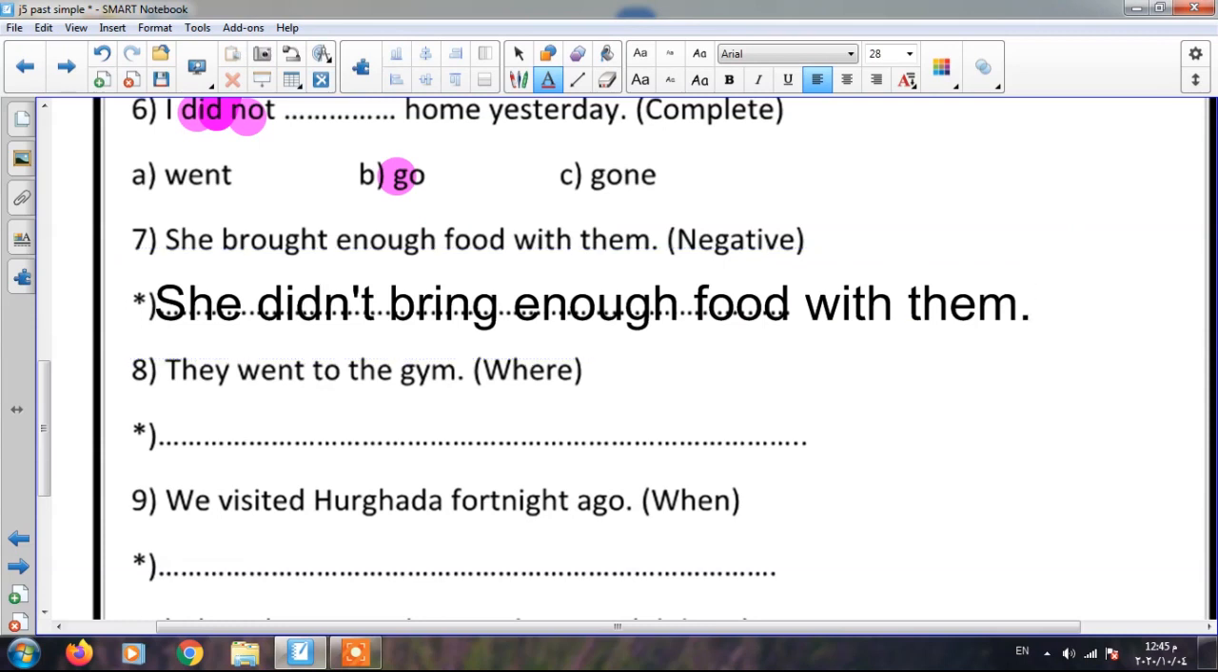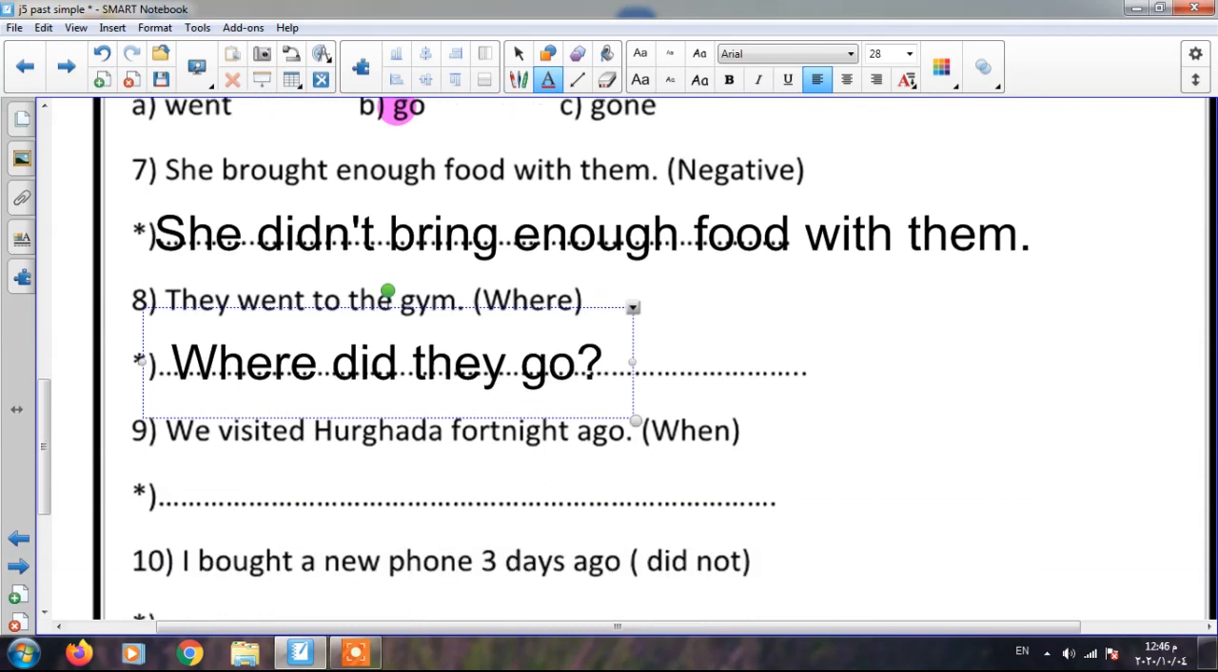Okay, the next one. They went to the gym. Here we have where. That means I have to ask a question using where. So I'm asking about the place, which will be the gym. Yes. So where? After where, I put the helping verb did. Where did they? And we said that after did, verb infinitive. So what's the infinitive of went? Go. So where did they go? And I have to put a question mark.